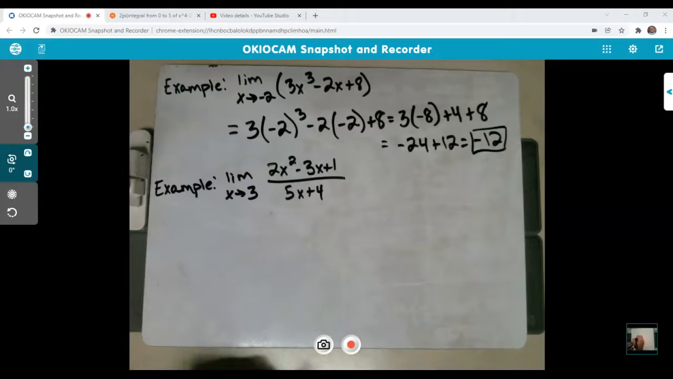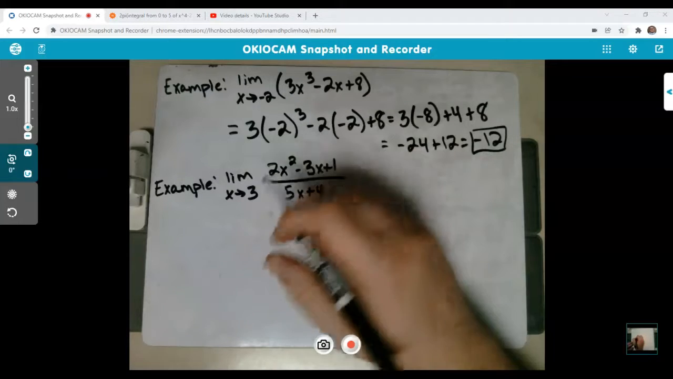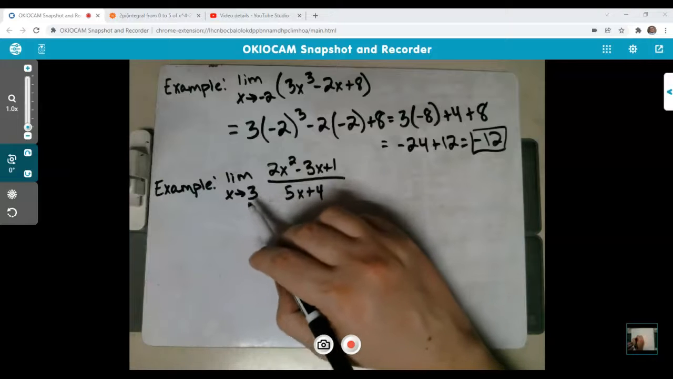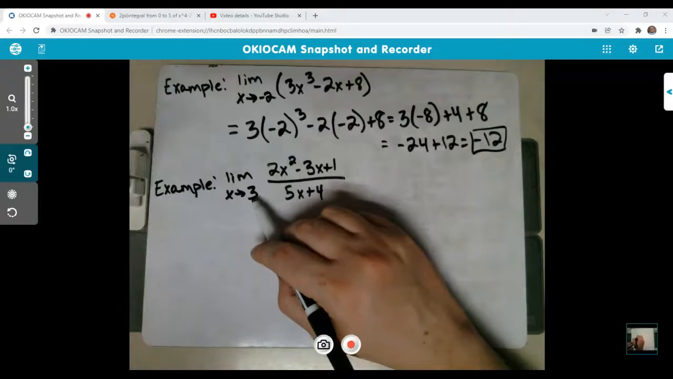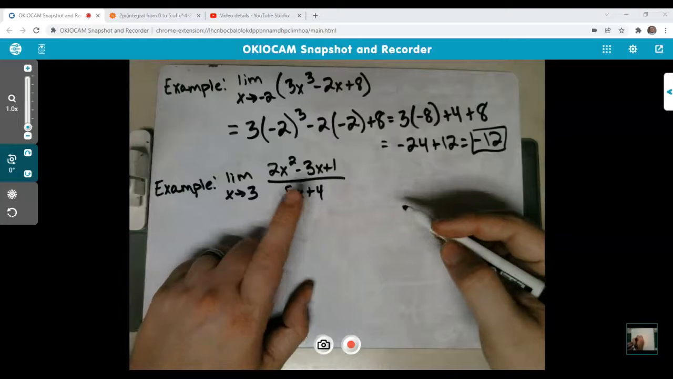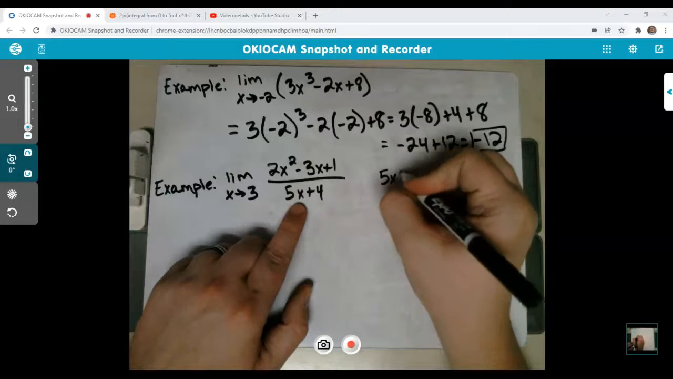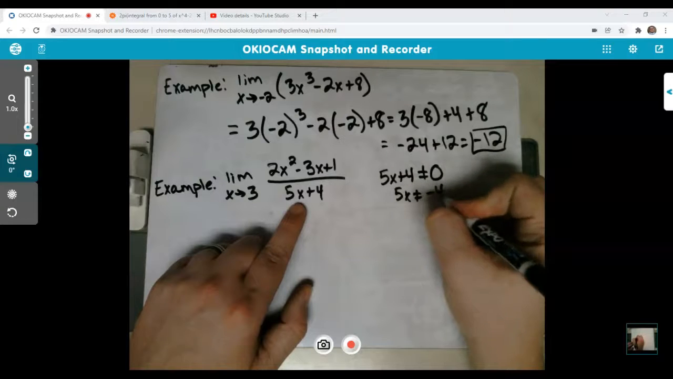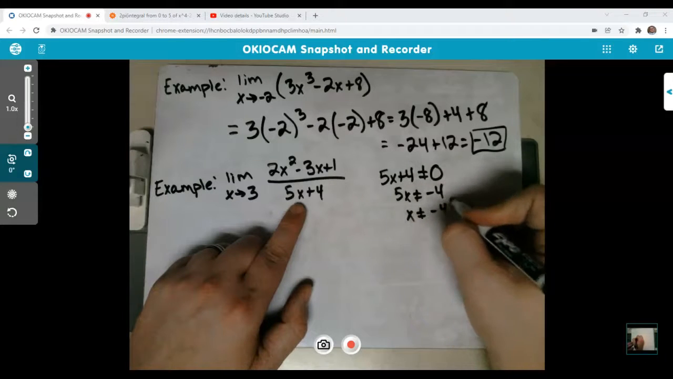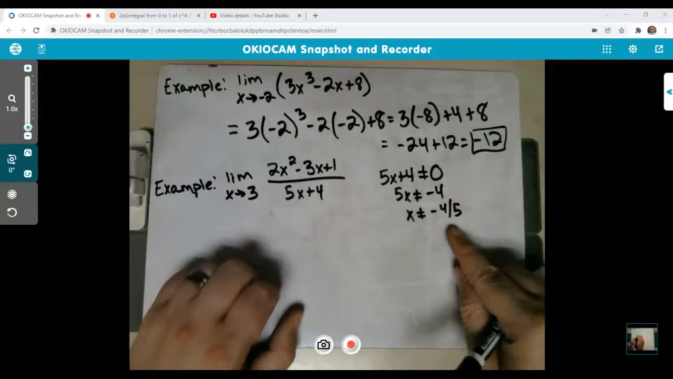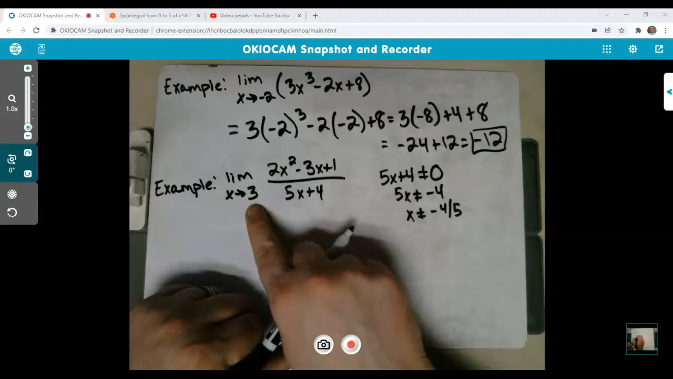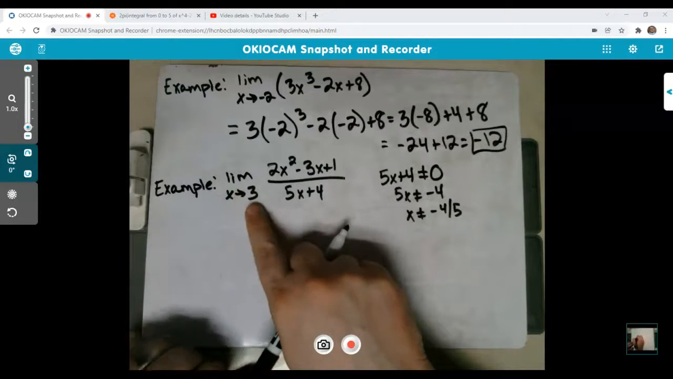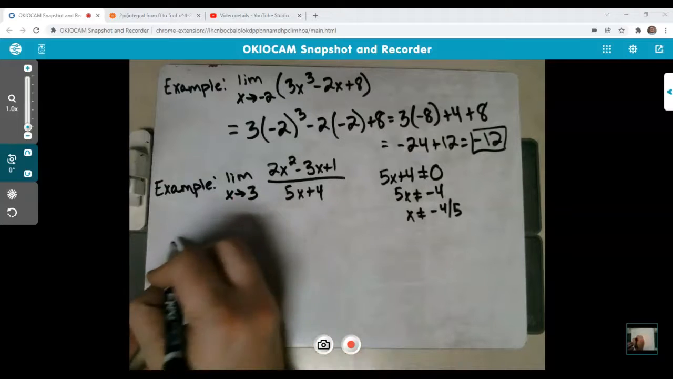Since I have a denominator, there is a domain restriction here, right? So I first need to see if it is even possible for me to plug that in. I can see I will be good here, because the only thing x can't be, I can find by setting 5x plus 4 not equal to 0. So 5x can't be equal to -4, so x can't be equal to -4 over 5. That's the only thing x can't be, so I am good by just plugging in 3.